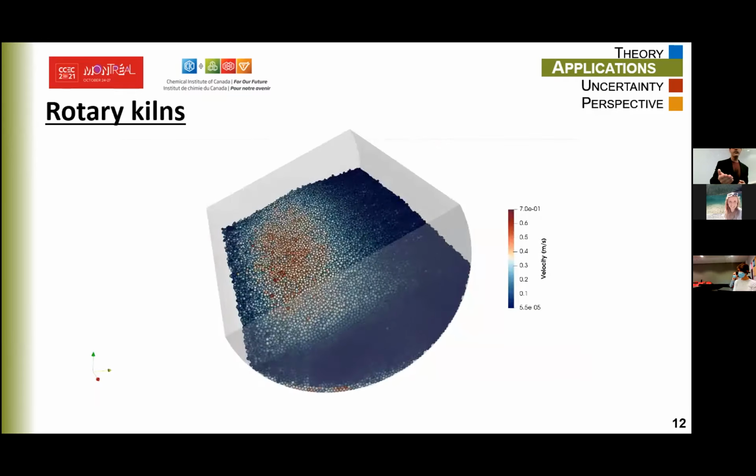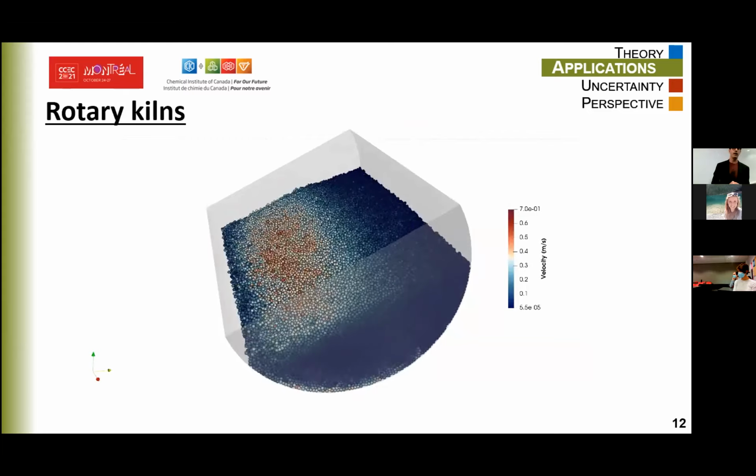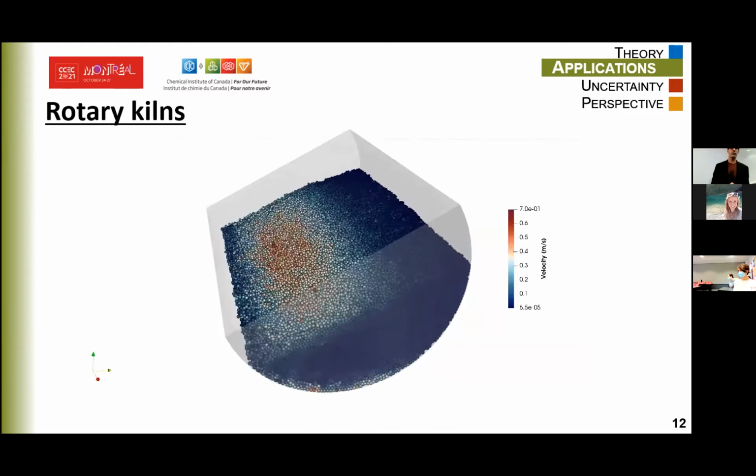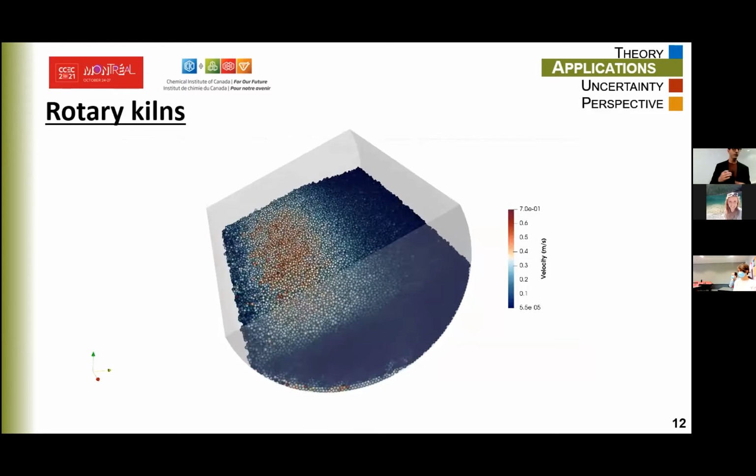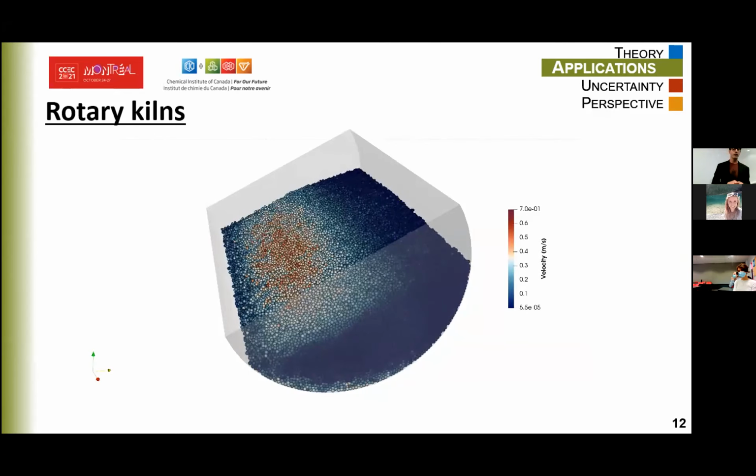We can do the same thing for rotary kilns. Here we have the simulation of a dryer in which we have about 200,000 particles, and we're simulating the motion of each individual particle and reproducing the flow pattern. With this type of simulation, we can predict granular segregation, we can predict flow rates, we can predict angle of repose, and multiple quantities of interest for our unit operations.